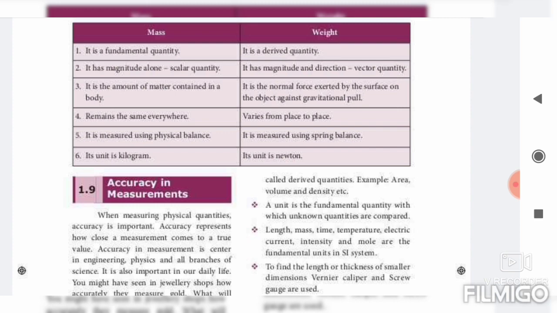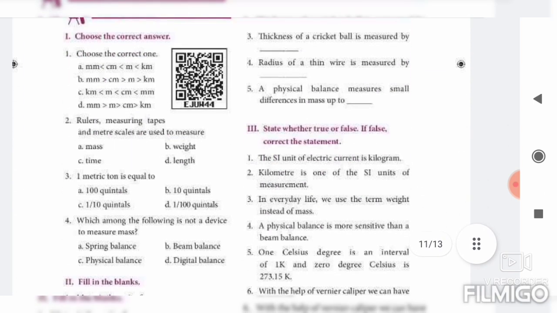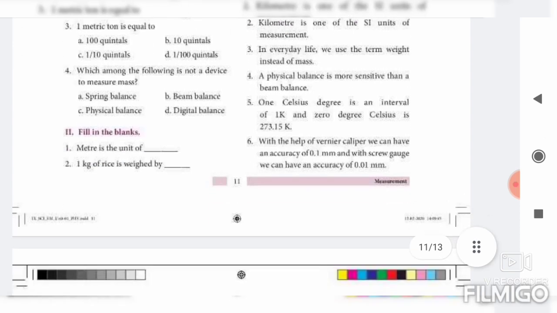Okay, now we can learn choose the correct answer. From inside the book there is one word, and from the back of the book there is also one word. Then choose the correct answer. First question, choose the correct one. Millimeter is less than centimeter, less than meter, less than kilometer. Second one, rulers, measuring tapes and meter scales are used to measure length. So the answer is length. 1 metric ton is equal to 10 quintal. Then which among the following is not a device to measure mass?